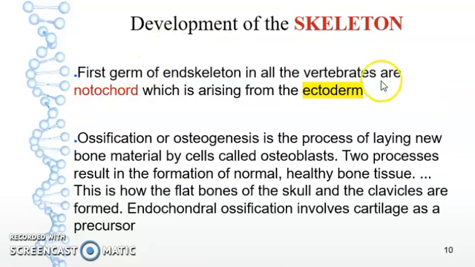So guys, let's talk about the development of the skeleton. The first germ of the endoskeleton in all vertebrates is the notochord, which arises from the ectoderm. So what is the ectoderm, guys? When you study embryology, you will find there are 3 layers in the development of the child: the ectoderm, mesoderm, and endoderm. So this is the ectoderm. So the skeleton derives from the ectoderm. We will discuss this later in other videos.